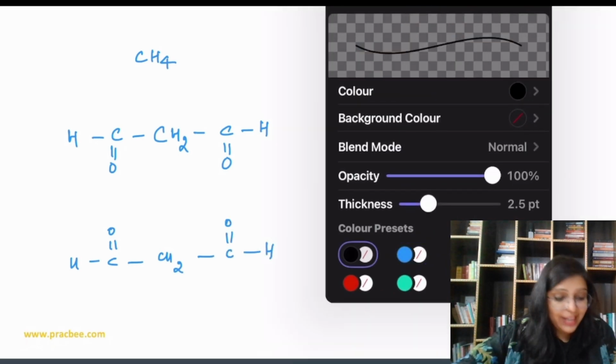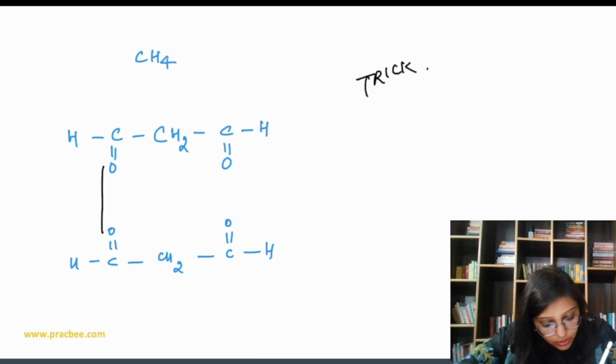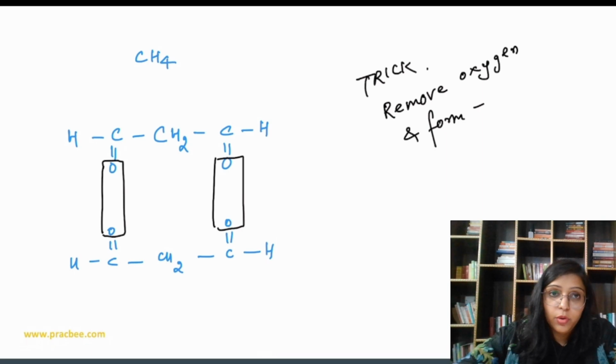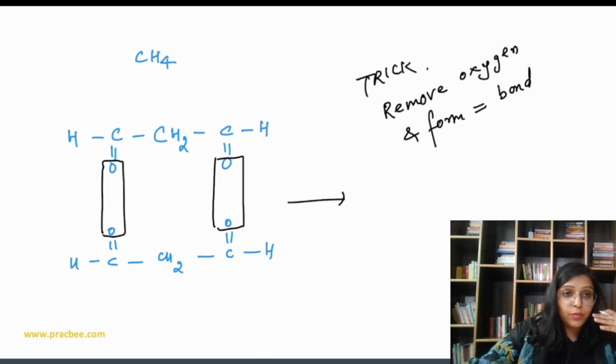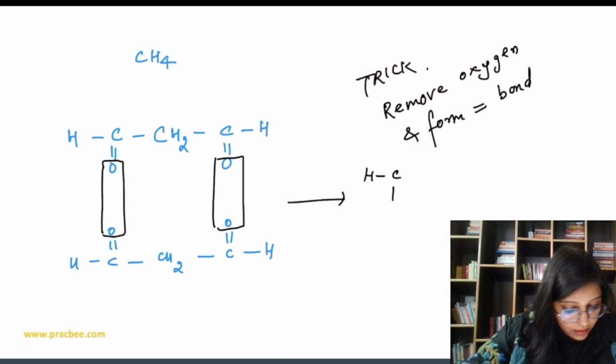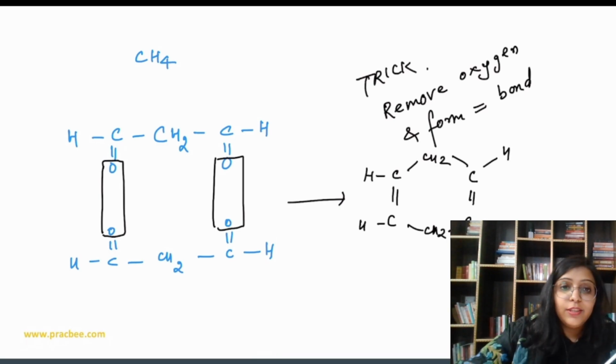Now how to form the alkene? There is a trick. What you need to do, just remove the oxygen and form a double bond. So basically we are doing the backward reaction. So here we write HC double bond CH, then we have CH2, then C double bond C, here we have H, here H.